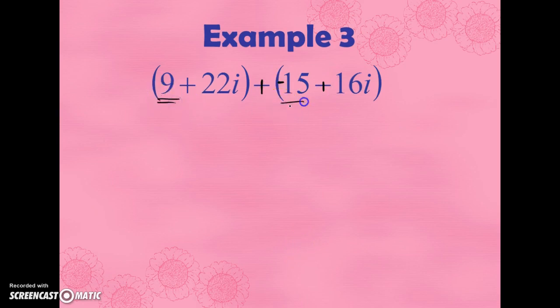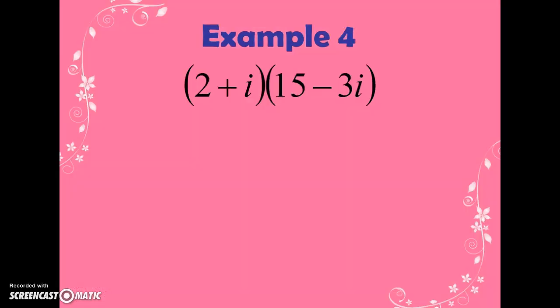The 9 and the negative 15 are going to combine together to make negative 6. 22 plus 16 is going to be 38i. And that's my answer. So a complex number minus a complex number is still a complex number. In math, we often refer to that as closure. Multiplication is kind of the same story.